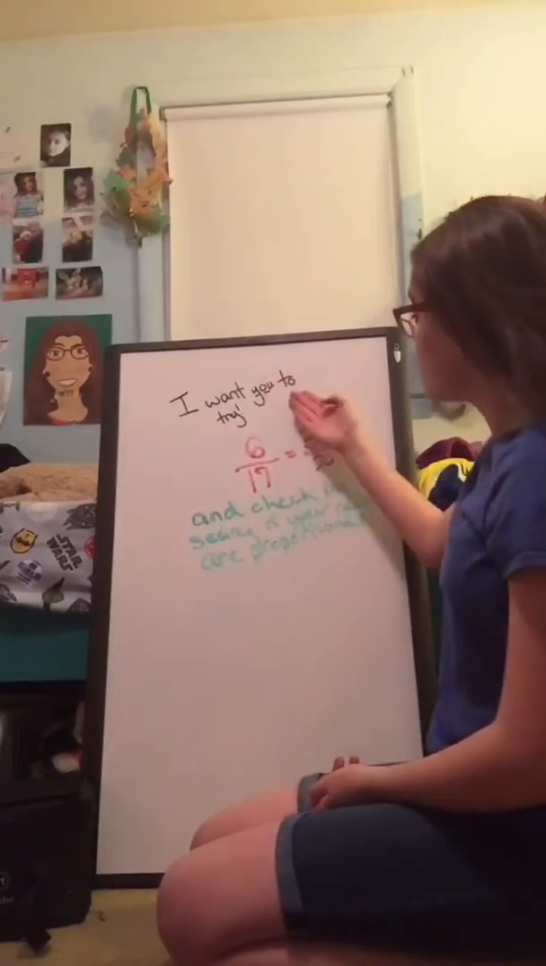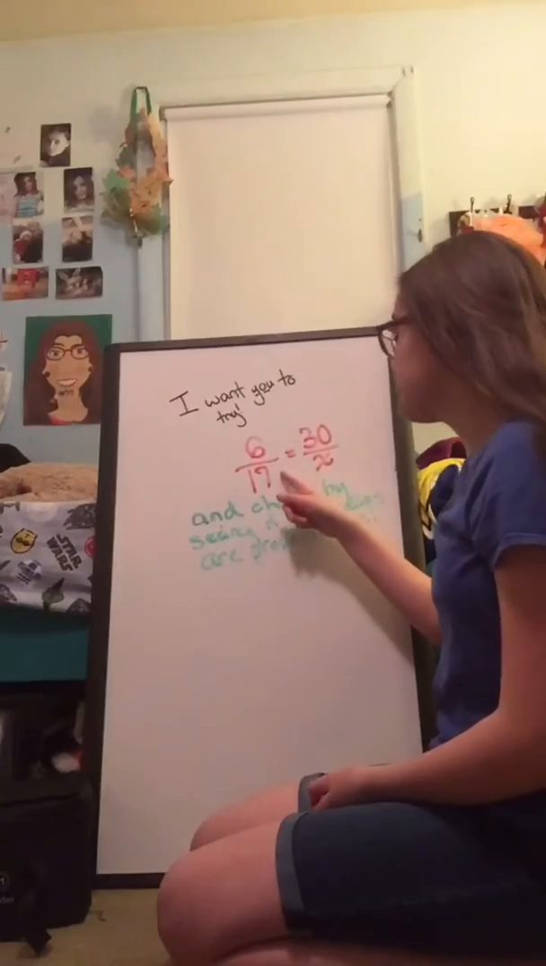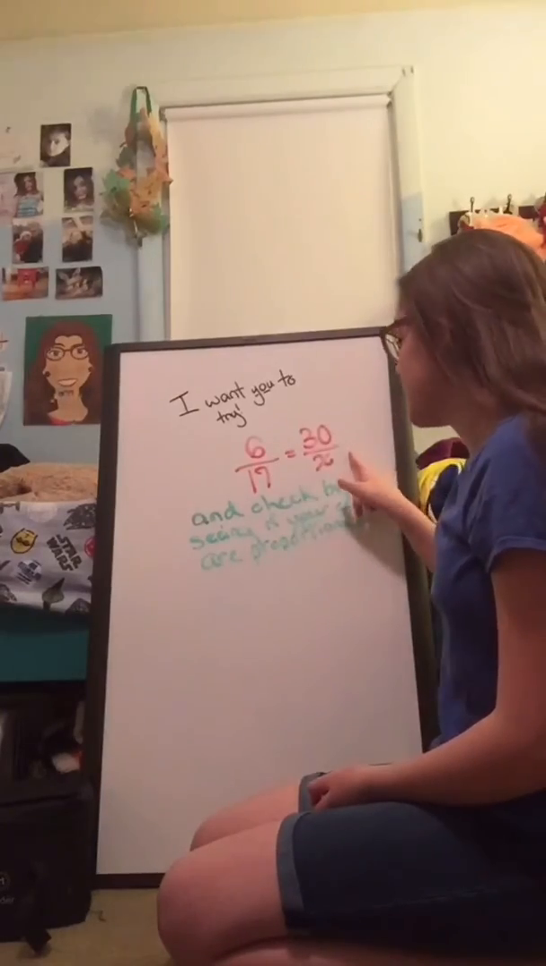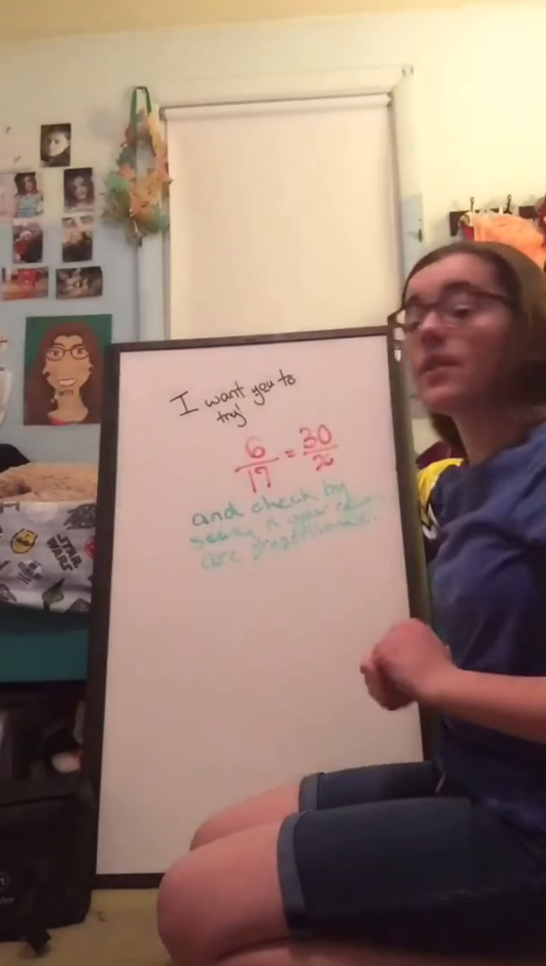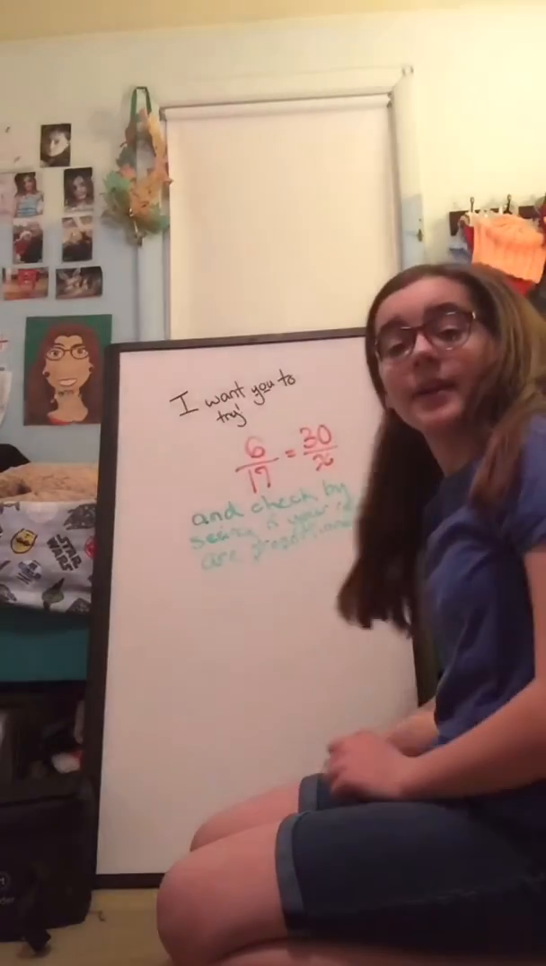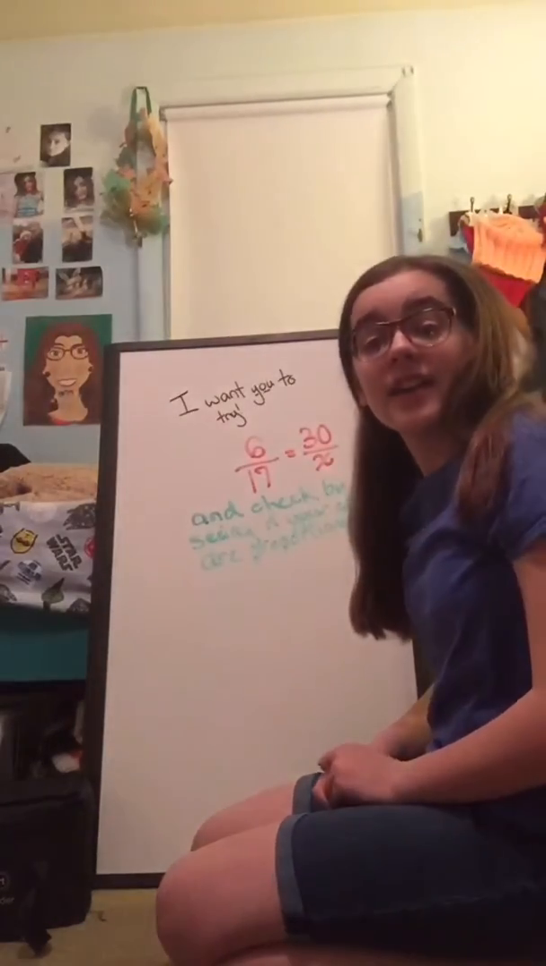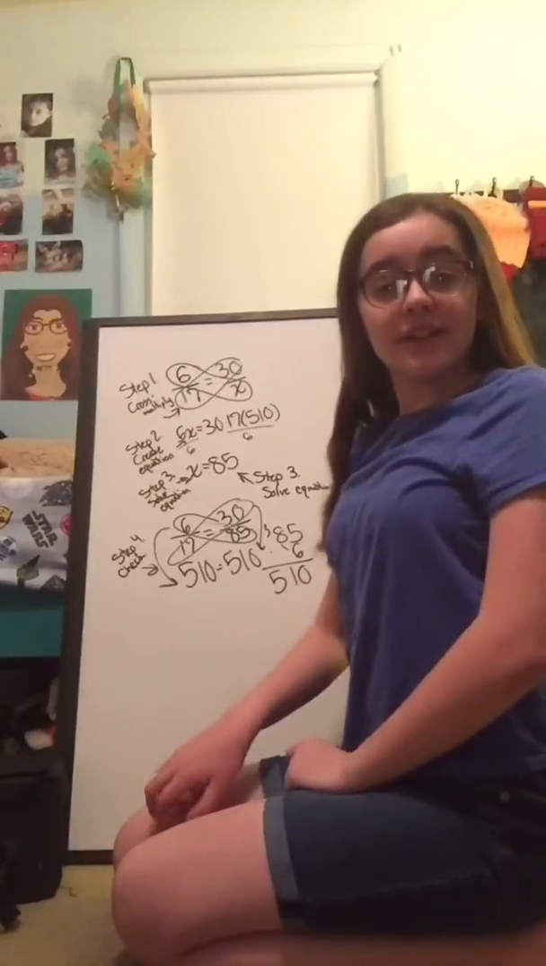Now, I want you to try. Do 6 over 17 equals 30 over x. And check by seeing if your ratios are proportionate, like how I taught you. Good luck! Now, let's make sure you got your equation right.